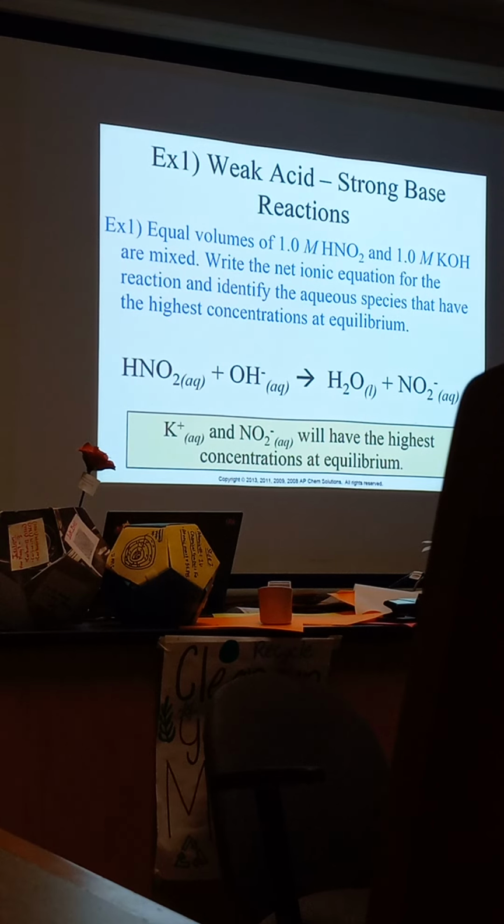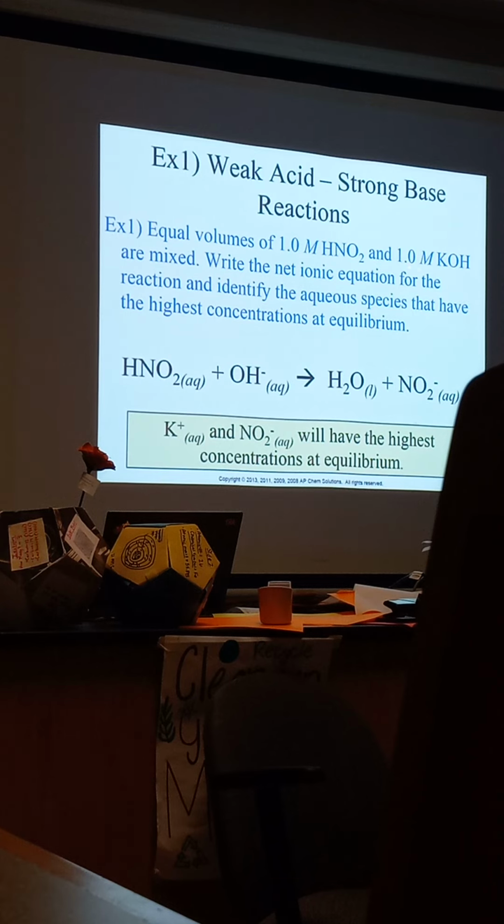Oh, so is the reason why it's specifically K plus and NO2 minus because K is the strong base and NO2 minus is the conjugate acid, which would also be strong? So the K is just a separate thing. It dissolved instantly from the strong base, which I think is what you're saying. Yeah. Okay. And so K is by default always going to be among the highest concentration.